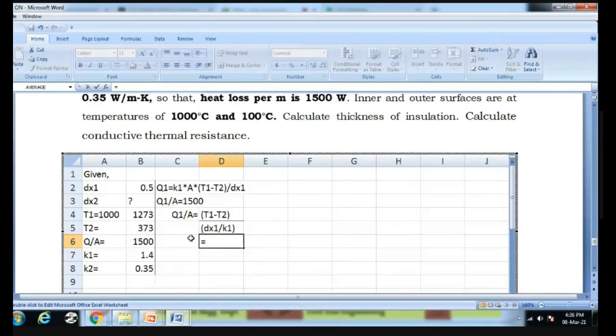Q1 upon A is 1500. What do you want out of this? You want T2.